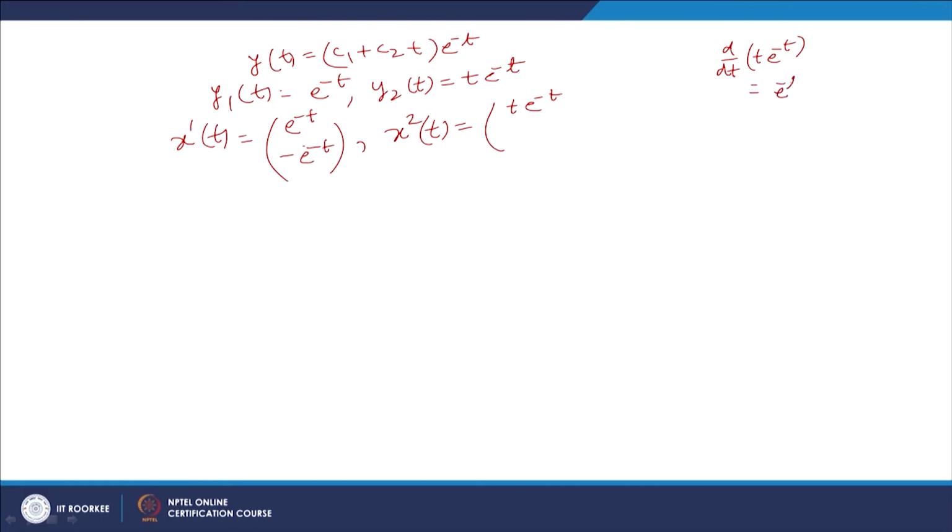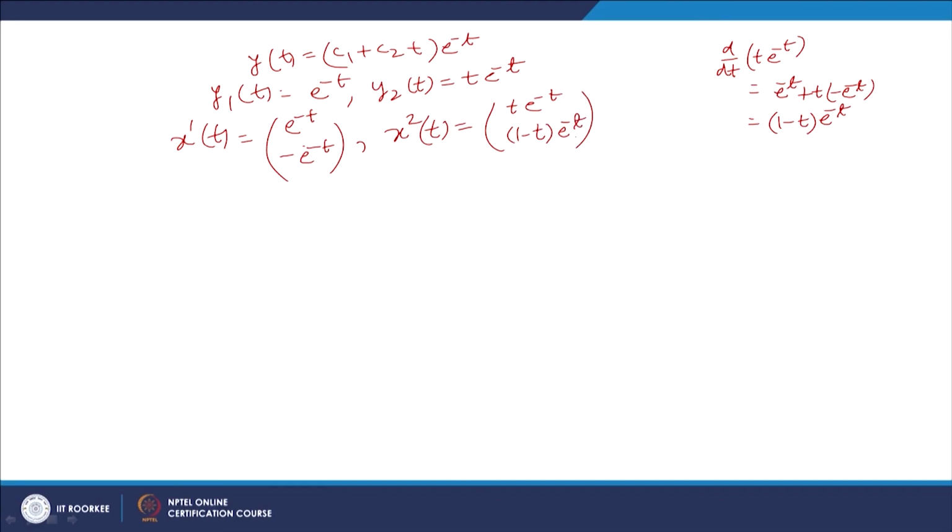So, we get e to the power minus t, and then we get t times minus e raised to the power minus t. So, we get (1 minus t) into e raised to the power minus t. So, we get (1 minus t) into e raised to the power minus t in the second component.